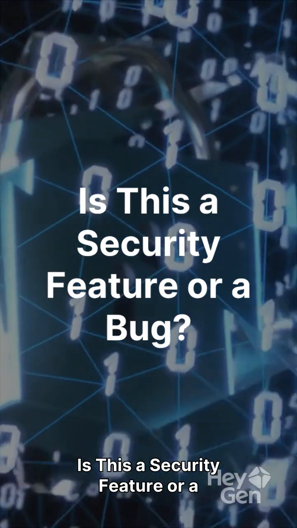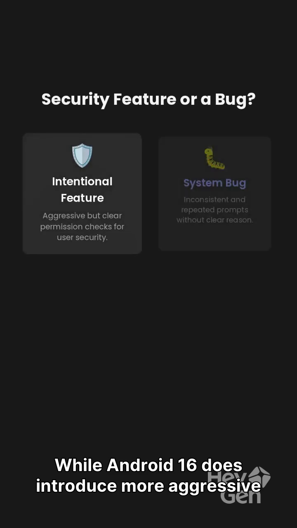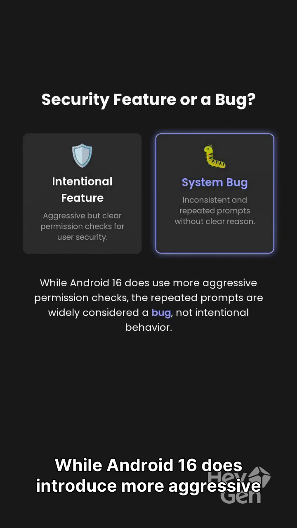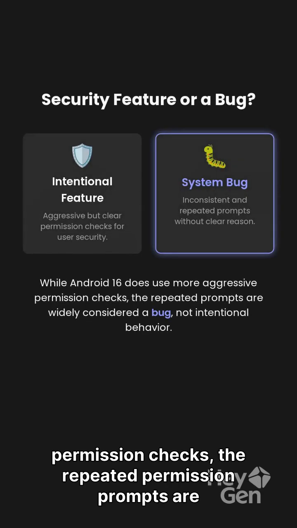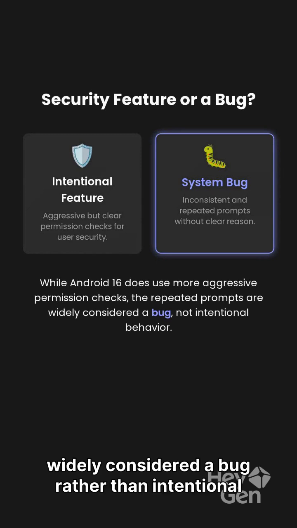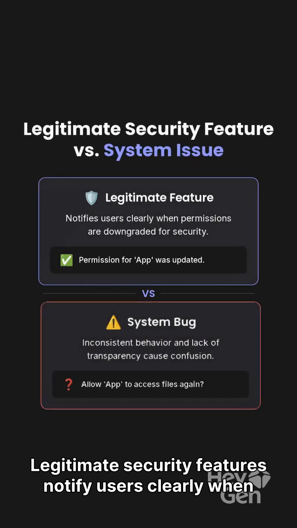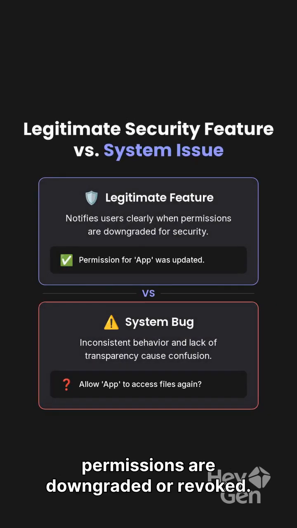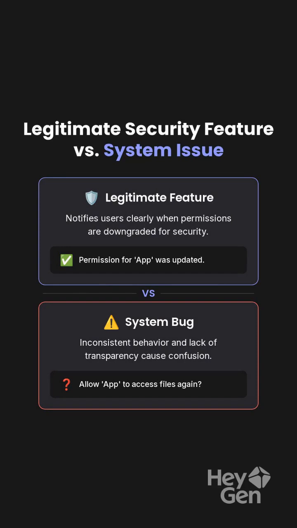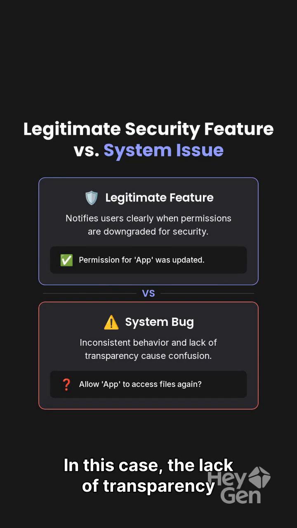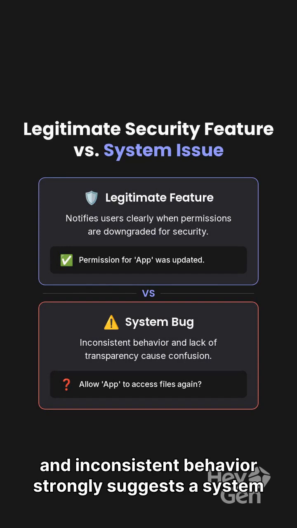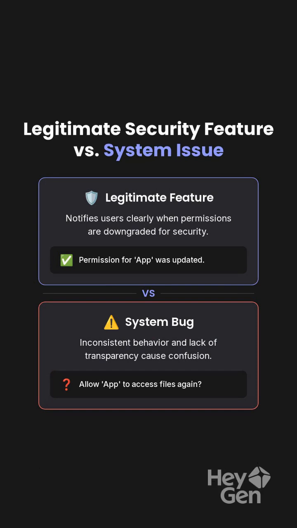Is this a security feature or a bug? While Android 16 does introduce more aggressive permission checks, the repeated permission prompts are widely considered a bug rather than intentional behavior. Legitimate security features notify users clearly when permissions are downgraded or revoked. In this case, the lack of transparency and inconsistent behavior strongly suggests a system issue.